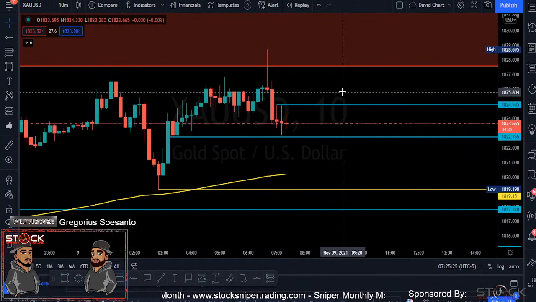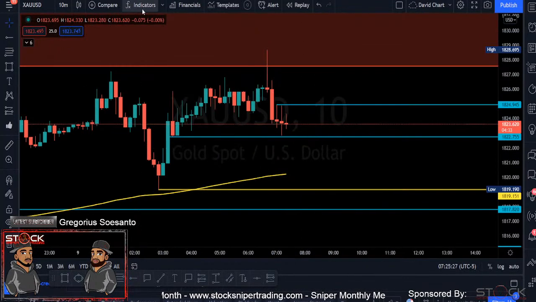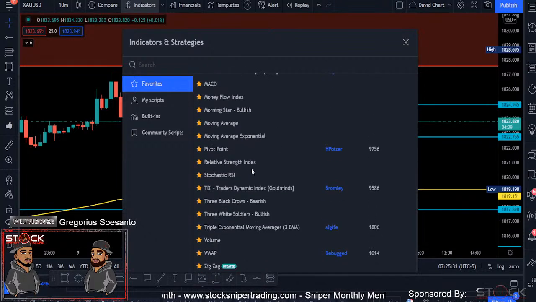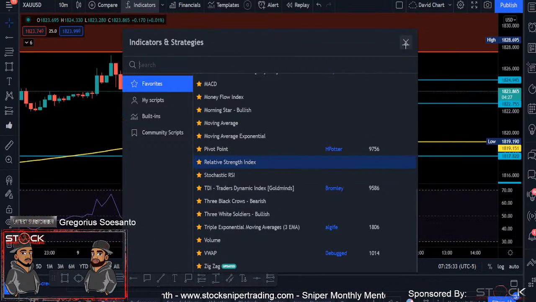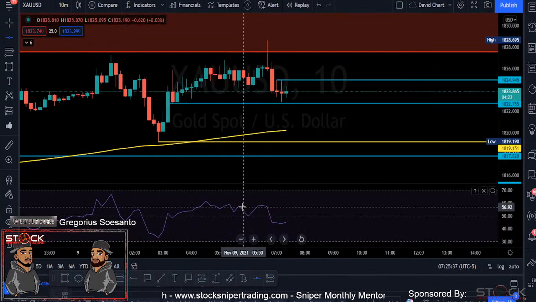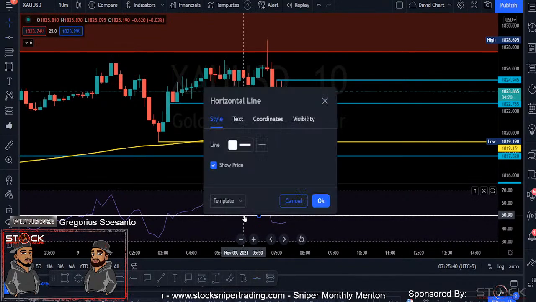Haven't even taken a look at our RSI yet, if we wanted to add it on here. Okay, got it. This is for the RSI people here. Make a 50 line.